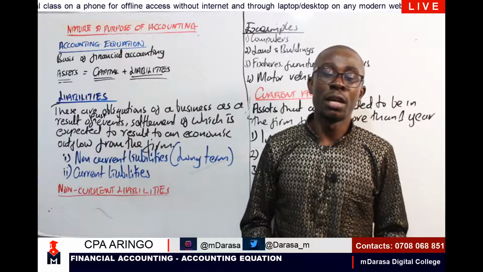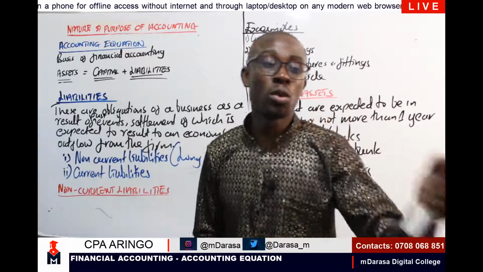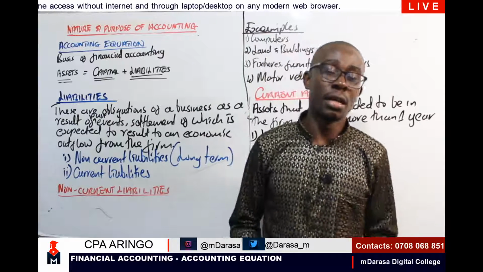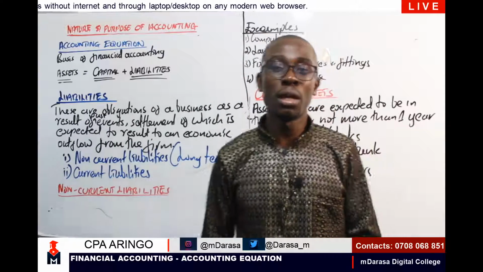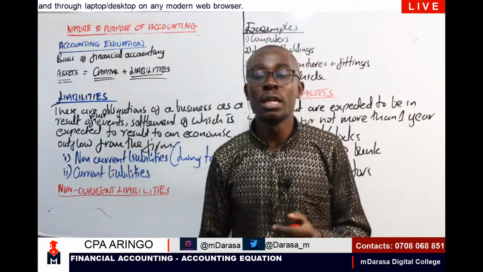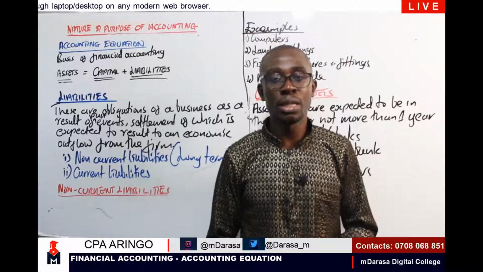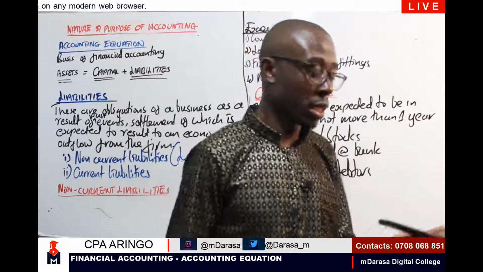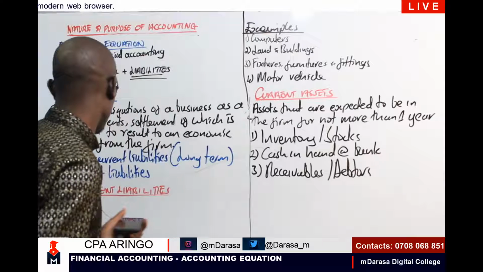Take, for example, long-term loans, a 5 years loan or a 10 years loan. These are obligations that are expected to be paid for more than one accounting year. That is what you're terming as non-current liabilities, or rather long-term liabilities. What about another component here?